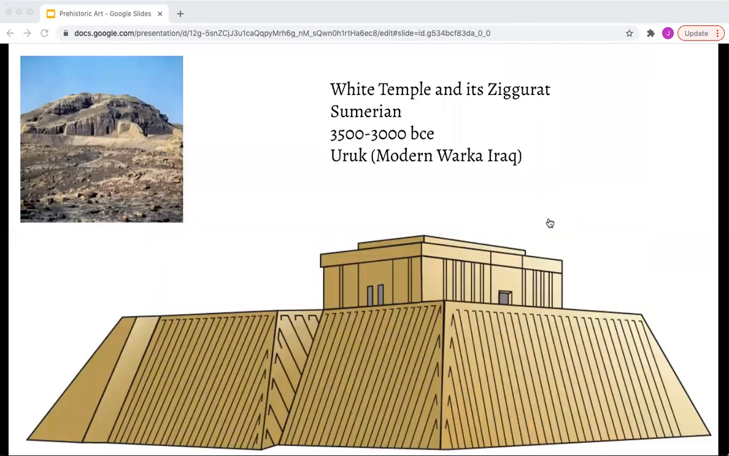Let's go to function and purpose. A ziggurat, which is the mound here below, is a built and raised platform. And they were not only a visual focal point of the city, but they were also a symbolic focal point. They were the heart of a theocratic political system.